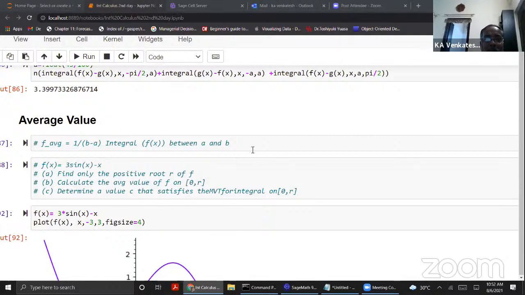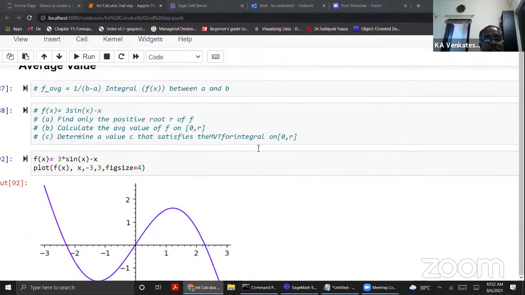So both can be clubbed together. Once you find the average value, the next step is to find the point. What do I mean by that? You have to identify a point between a and b whose function value is equal to this average. So solve the problem: once you identify f average, solve f of c equal to f average. If you do that, you'll get the value between a and b. That is the only small change you are going to make.